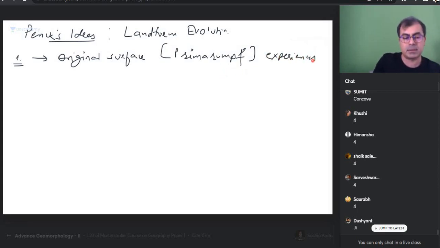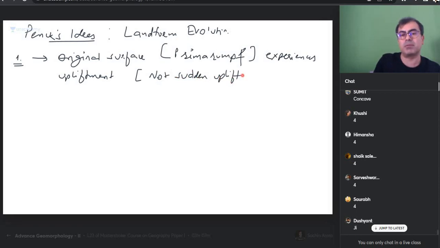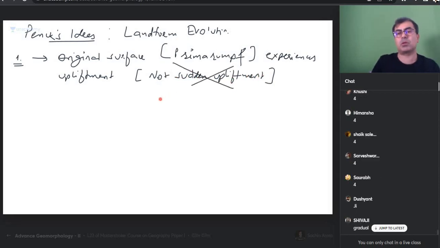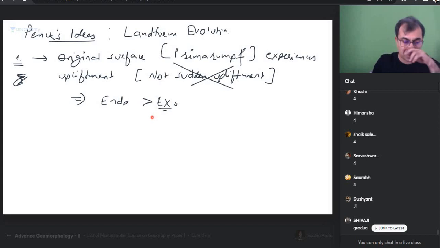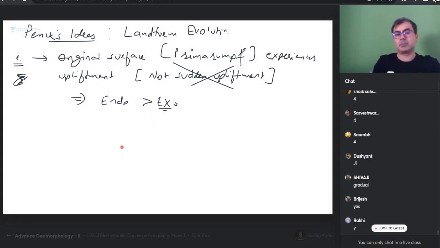experiences upliftment, not sudden upliftment. So it is upliftment. True or not? As per Davis, the upliftment is sudden. As per Davis, when endogenetic forces are happening, exogenetic are not happening. So it experiences gradual upliftment, simply upliftment. Now, why is upliftment happening? Can I say this implies endogenetic forces must be greater than exogenetic forces? True or not? True.